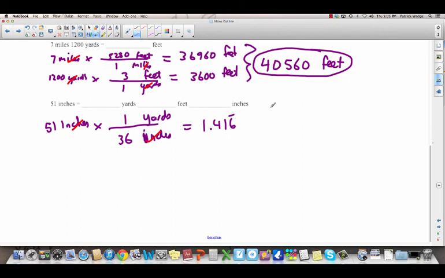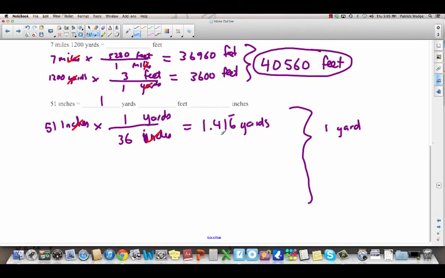And if you do that, you get 1.41666666. The 6 repeats. Okay, now this is in yards. So what that means, I'm just going to put this big crazy bracket here. What that means is the most complete yards you can get out of 51 inches is 1. You can only get 1 complete yard out of there. So part of our answer is going to be 1 yard. I'll put it over here as well. 1 yard.